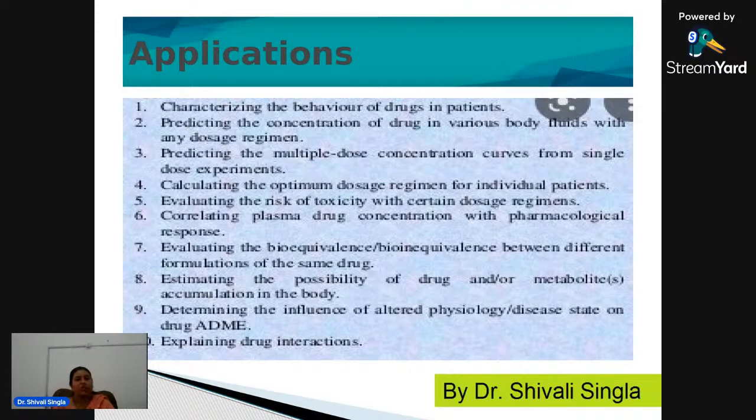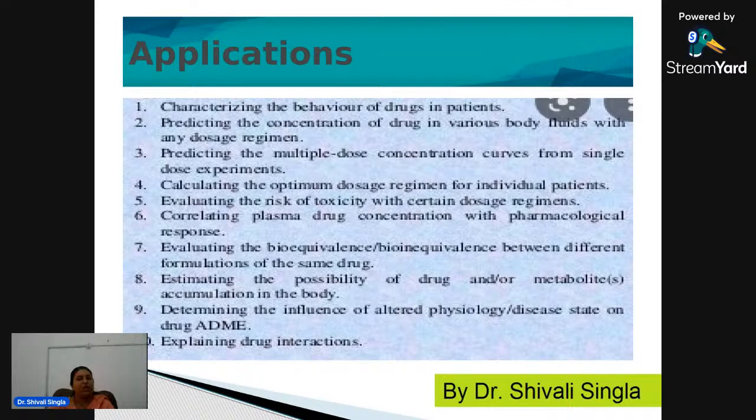Then the third one is predicting the multiple dose concentration curve from a single dose experiment. With the help of a single dose experiment, we can depict a plasma drug concentration profile, which will help to understand how multiple dose concentration will behave. We need not do multiple dose concentration studies; if we give only a single dose to a patient and calculate the parameters, then using some equations and constants, we can determine the data for multiple dose concentration as well.